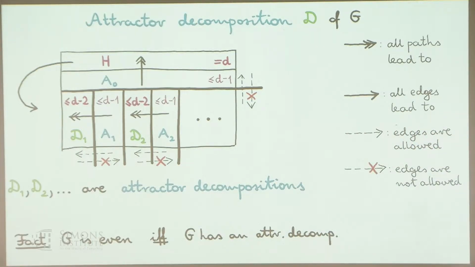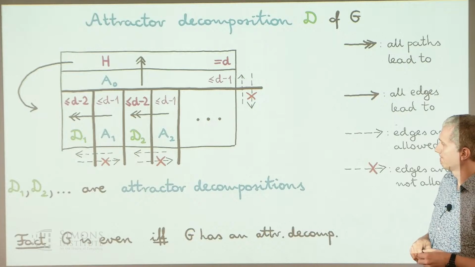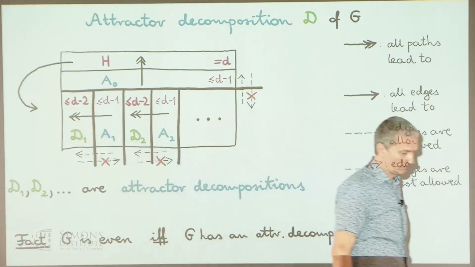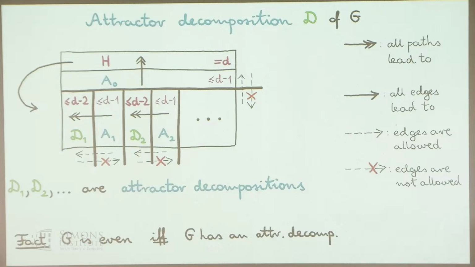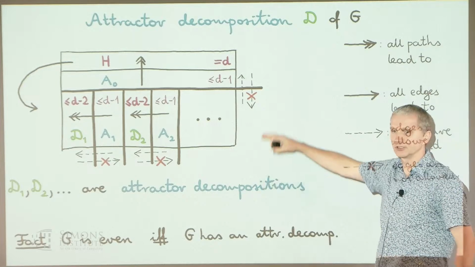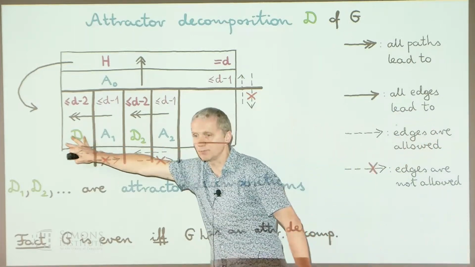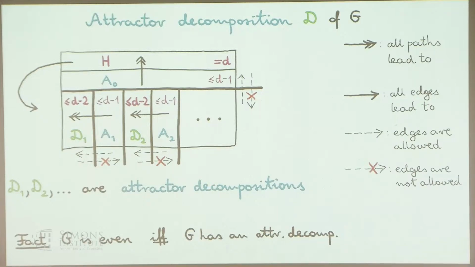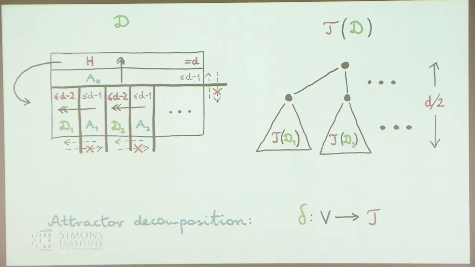But if we stay, let's take D1. Let's suppose we get stuck in D1. Yes. D1, just you know that the color is less than or equal to D minus 2. But it has an attractor decomposition itself. Oh, because it's a requirement for the definition of attractor decomposition that these parts have attractor decompositions themselves. Yeah. The whole thing is actually a tree structure, right? Yes, that's where we are going to.